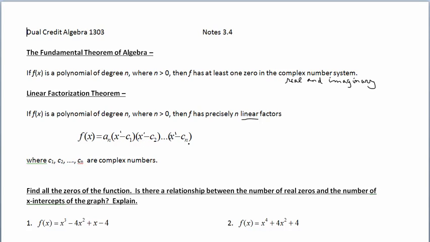So here's a general factorization right here. So if this is a third degree polynomial, then we should be able to factor it into 3 linear factors, where c sub 1, c sub 2, c sub n are complex numbers. And again, complex numbers could be either real or imaginary.